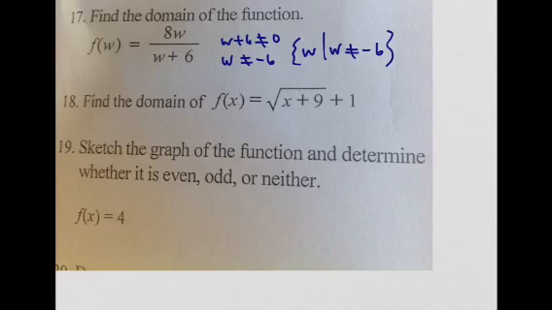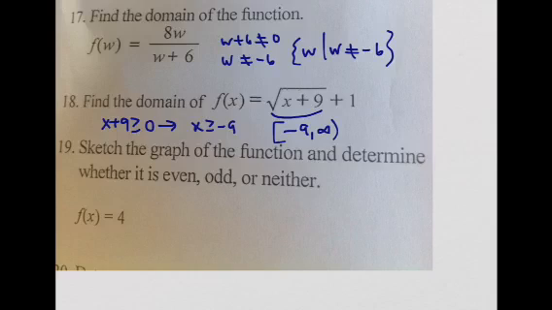That would be acceptable. In number 18, find the domain. Well, the only thing I have to worry about is that the x is inside a radical right here, a square root. So I have to make sure that x plus 9 is greater than or equal to 0. So that means that x has to be greater than or equal to negative 9. So this one I could write in interval notation, negative 9 to infinity, and then bracket on the negative 9.